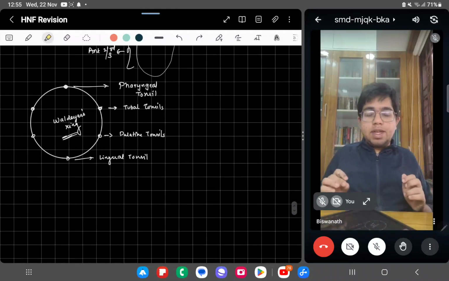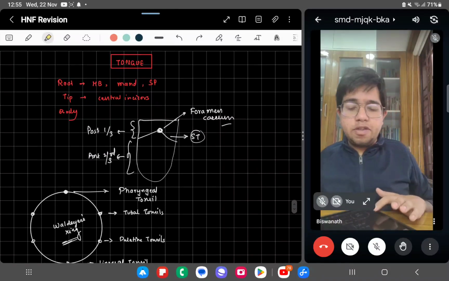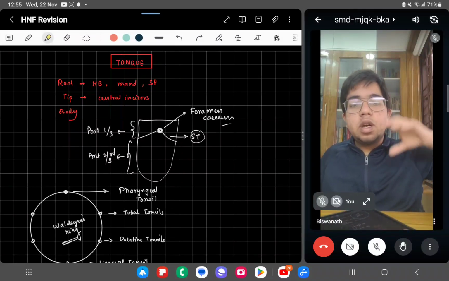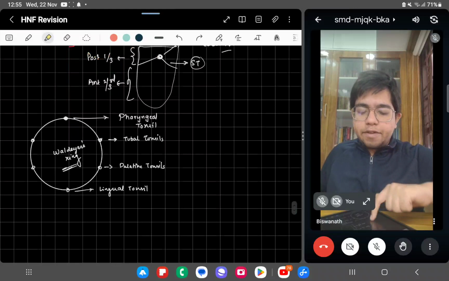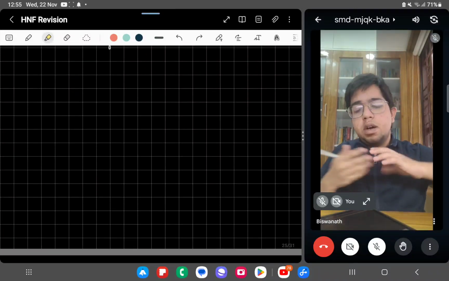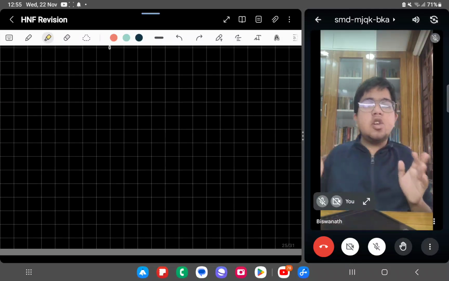We are not going into Waldeyer's ring now; that is the other part of this chapter. So we are talking about foramen cecum, sulcus terminalis, posterior one third, anterior two third. These are all the parts. Afterwards, let's move on to the muscles. First, let's see the ventral and the dorsal surface of the tongue.